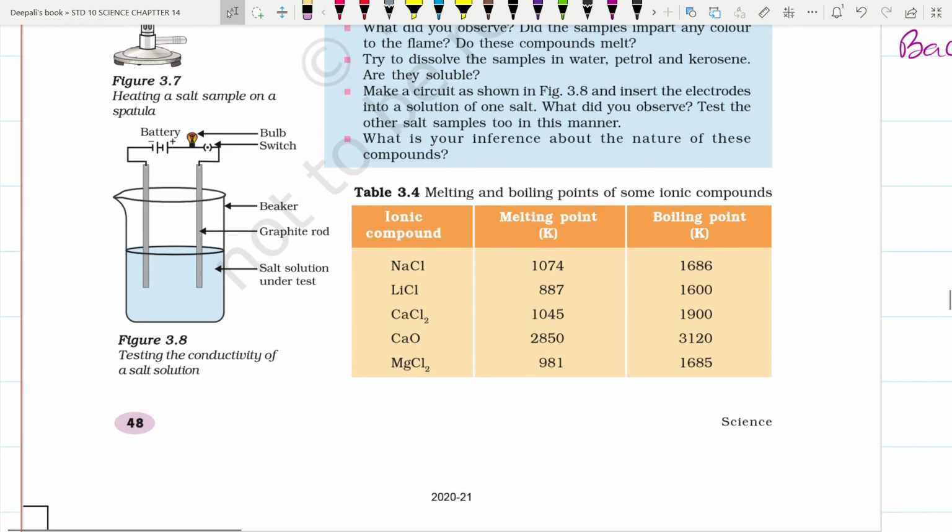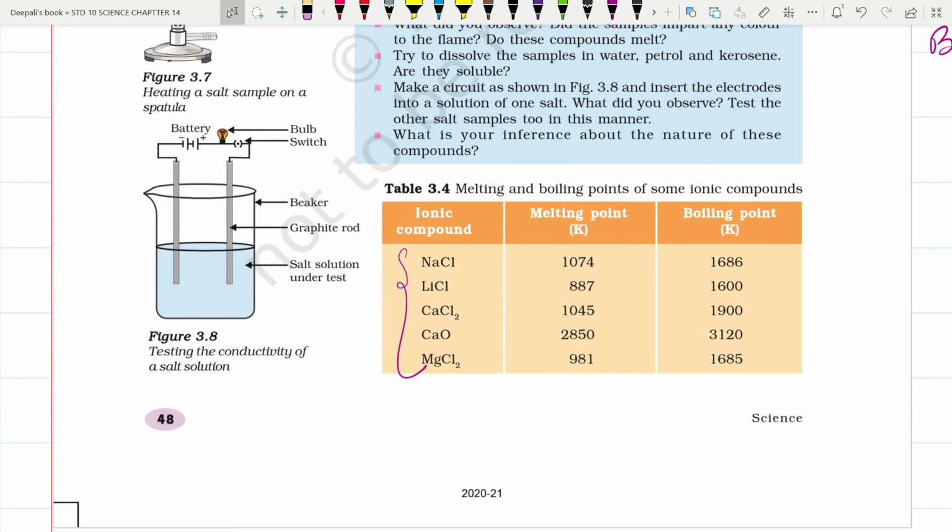If you see the melting and boiling points of these ionic compounds, the melting point is very high, that is 1074, and the boiling point is 1686. Lithium chloride is 887 and 1600. Calcium chloride is 1045 and 1900. Calcium oxide is 2850 and 3120. And MgCl2 is 981 and 1685. That is a very high melting and boiling point.